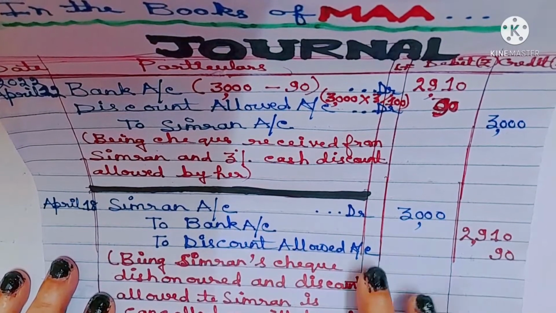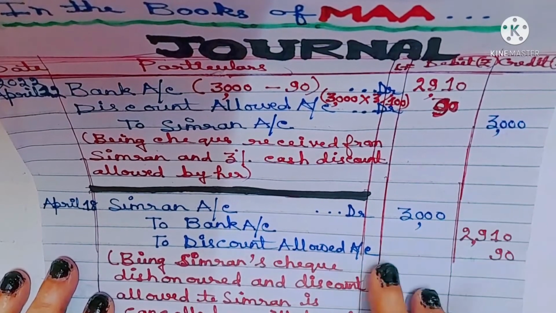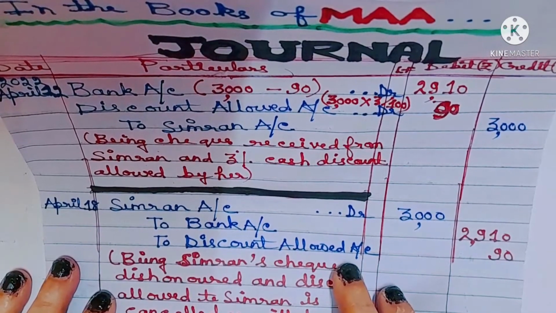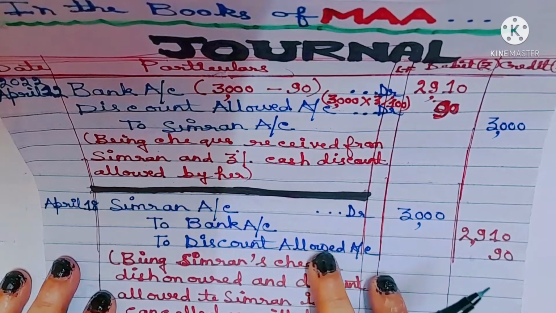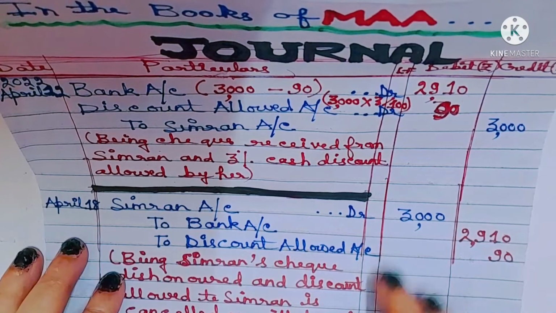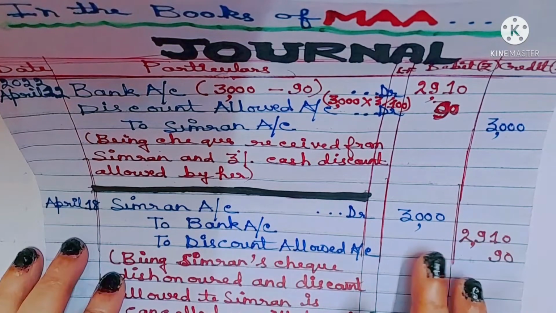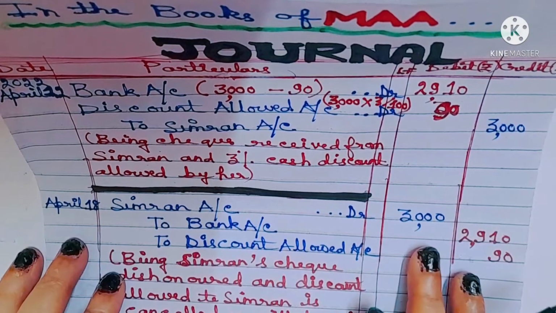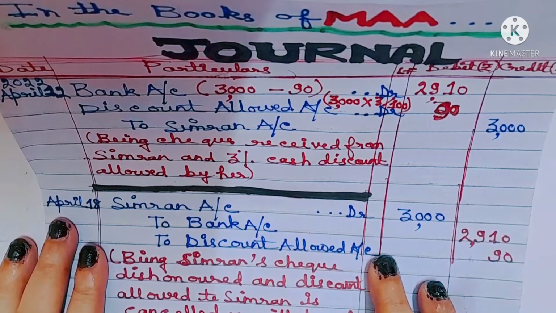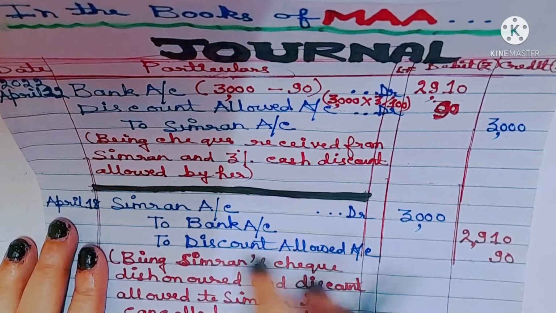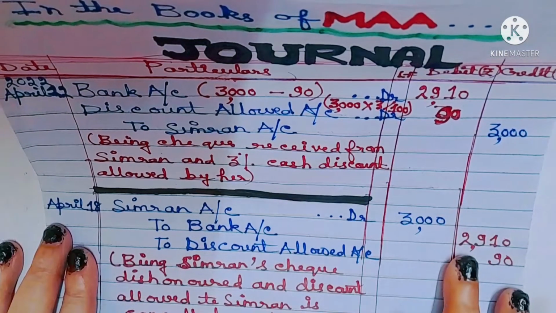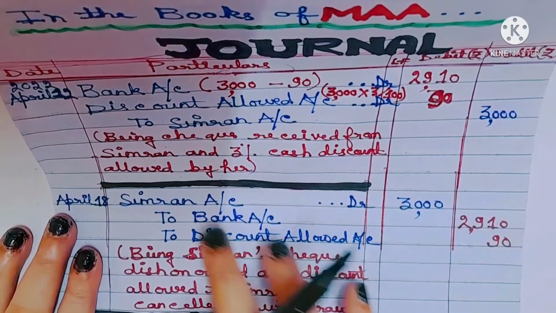If you write 90 rupees in the discount column on the credit side, it means we have received discount 90 rupees, which is absolutely wrong. So this discount allowed account cannot be written in the cash book on the credit side in the discount column. Understood? So for this we have to record this journal entry like this in the books of journal, like I've written in the books of my journal. Okay, understood? Right.